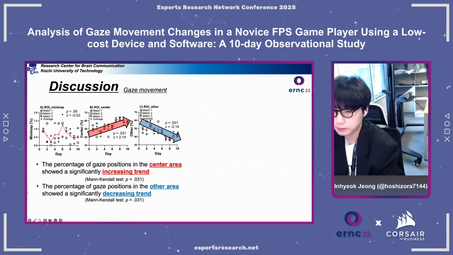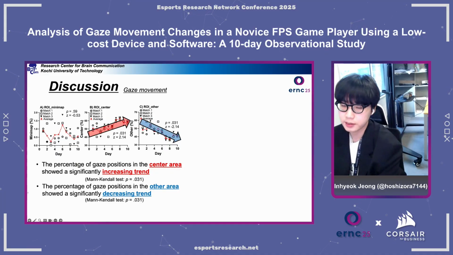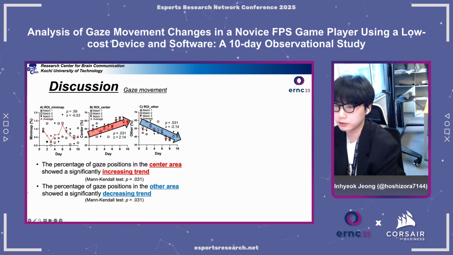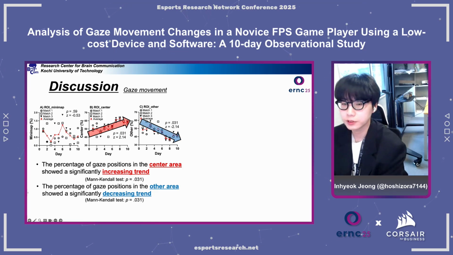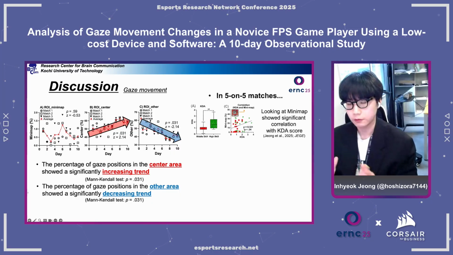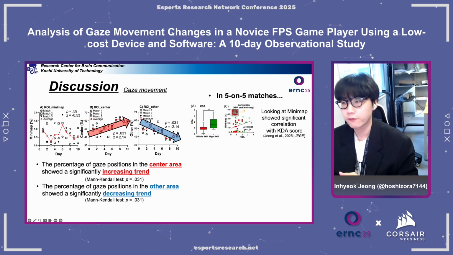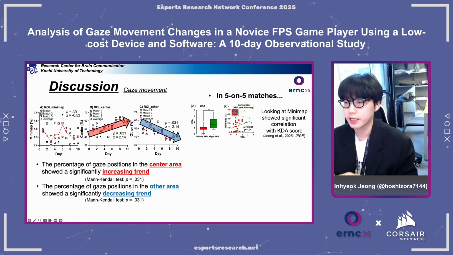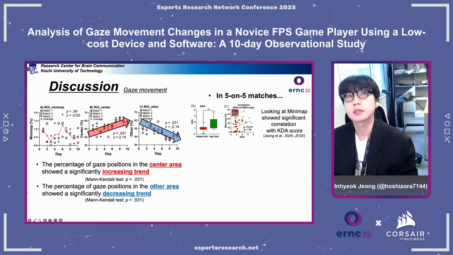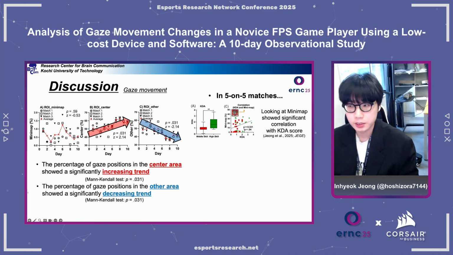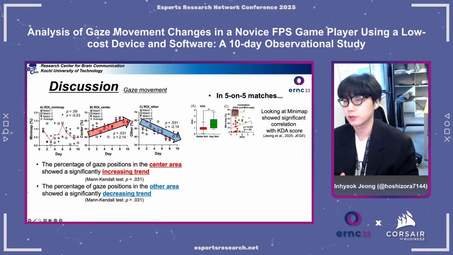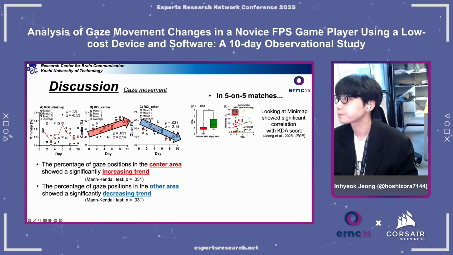And in gaze movement, the percentage of gaze position in the center area shows an increasing trend and a decreasing trend in other areas. And this kind of result is different from the previous study. In 5-on-5 matches, looking at the minimap showed a significant correlation with the KDA score. So in 5-on-5 matches, the minimap area is essential for achieving high performance. But this result was opposite to the previous study.